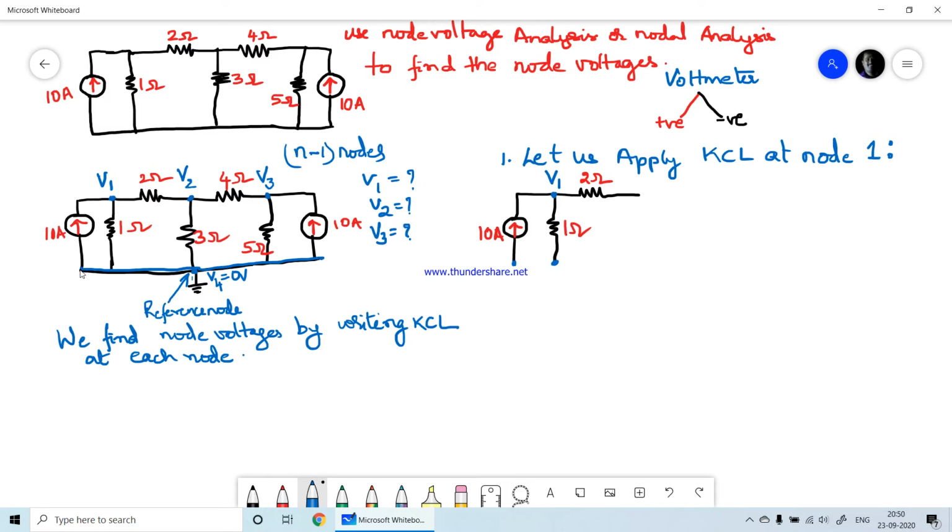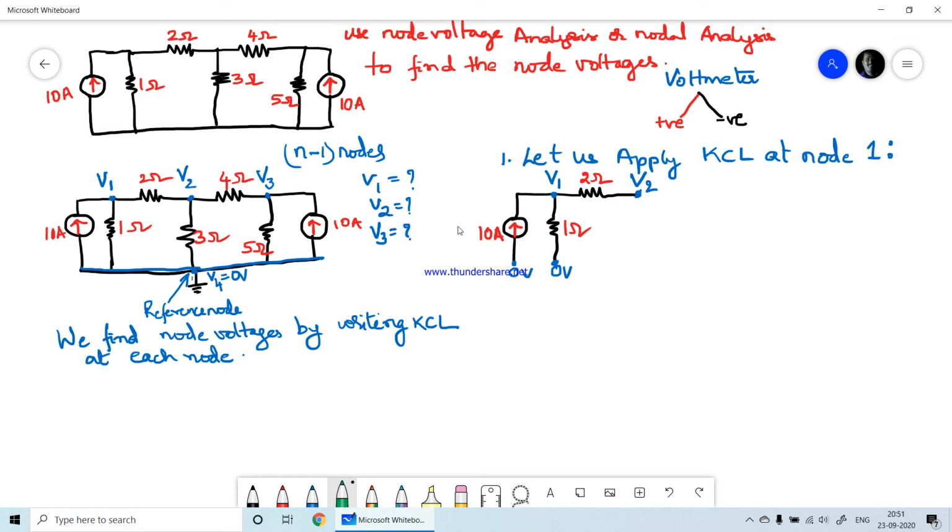Therefore, this end of the 10 amps source is connected to V4, which is 0 volts. Similarly, this end of 1 ohm is connected again to 0 volts, whereas this end of 2 ohm is connected to V2. See here, V1 and V2 are across the 2 ohms. Therefore, now we need to write the KCL.